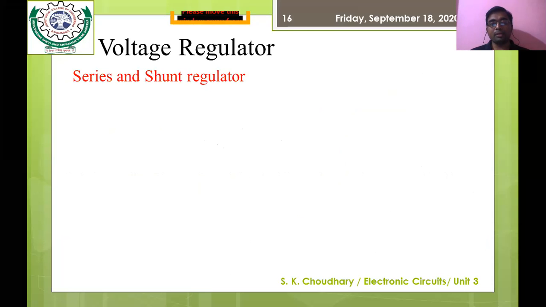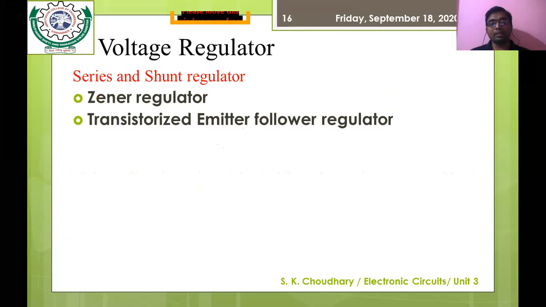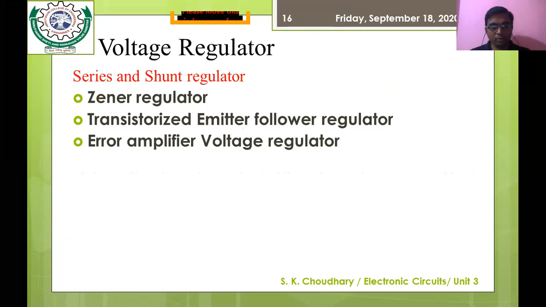Some other types of series and shunt regulators are the Zener regulator, the transistorized emitter follower regulator, and the error amplifier voltage regulator. So these are the other types of voltage regulators.